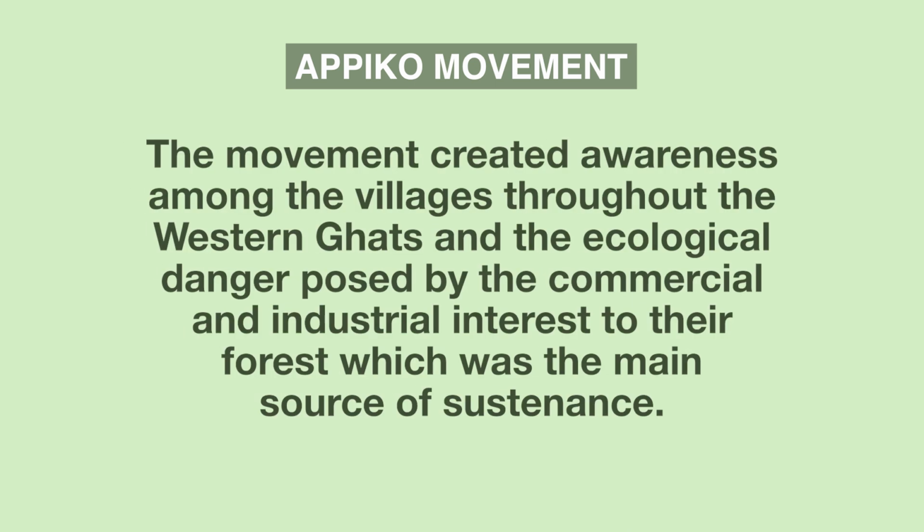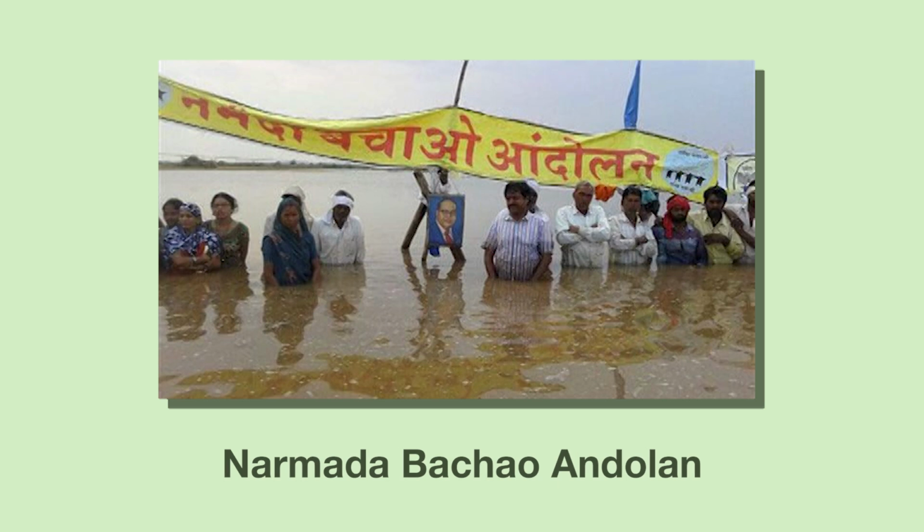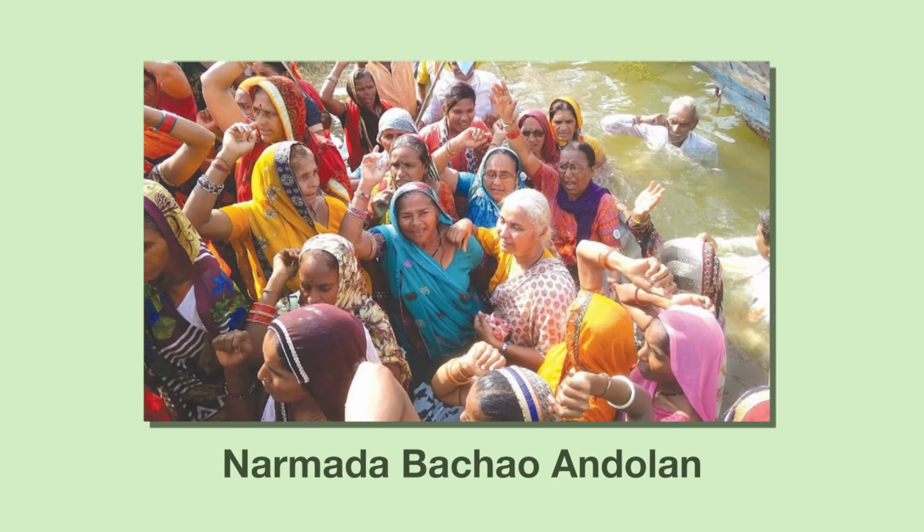The movement created awareness among the villagers throughout the Western Ghats of the ecological danger posed by commercial and industrial interests to their forest, which was the main source of sustenance. Next, we have the Narmada Bachao Andolan. The most popular movement in the environmental history of India is the movement against the Narmada River Valley project, which started in the year 1985.